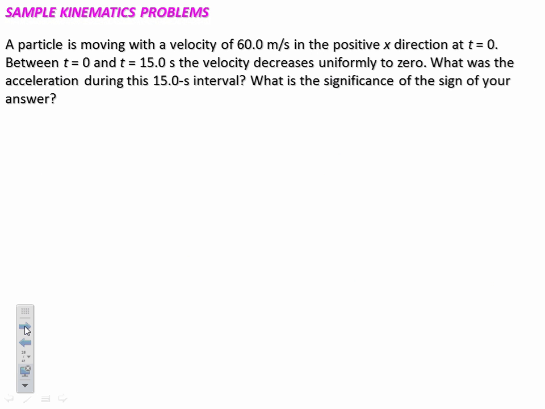Let's try one. A particle, generically, is moving with a velocity of 60 meters per second in the positive x direction at time 0. Blah, blah, blah. The velocity decreases uniformly to 0. What was the acceleration? So, first good step. Really 3 steps, maybe 4. Let's do all these steps. What are we given? Let's identify some quantities we are given and what we want to know. The particle is moving with a velocity of 60 meters per second at time 0. That means that the initial velocity is 60 meters per second.